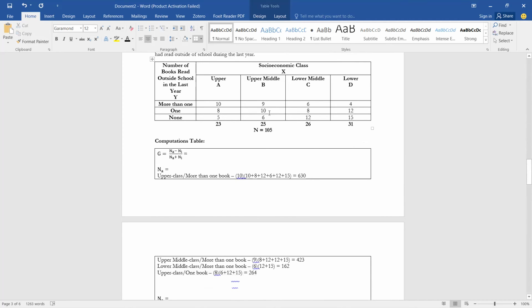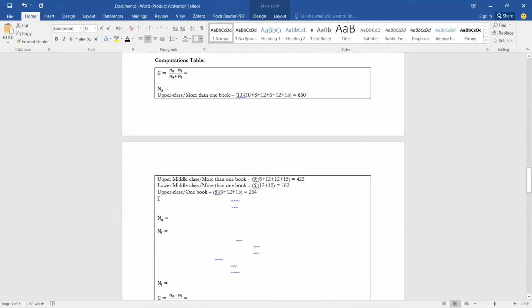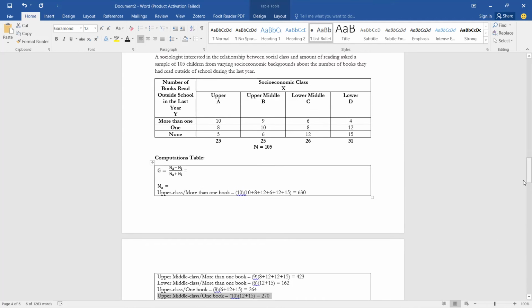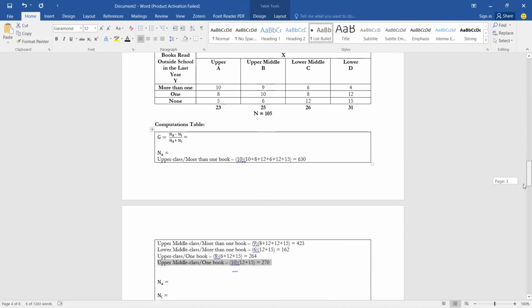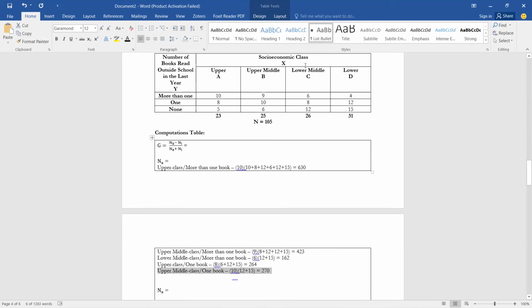Next is upper middle class which have read one book. Cases below and to the right of it are 12 and 15. All right. And then I think the last case that we are interested in is 8, yung lower middle class who have read at least one book. And technically, isa lang yung case that is in agreement with that case. Ito, yung 15. Lower, children from the lower class who have read no books at all in the last year.